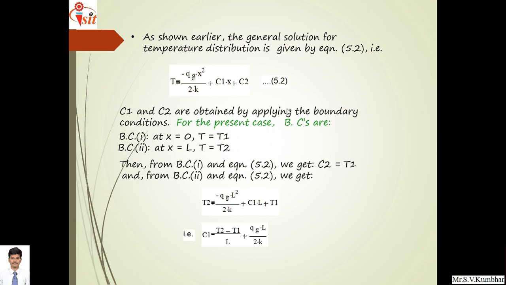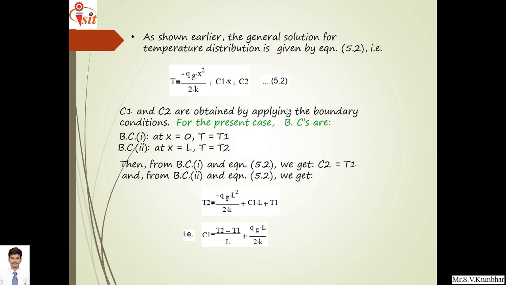Now, applying the same steps that we applied for the first derivation, T is equal to minus Qg x square upon 2K plus C1x plus C2. This equation we obtain by double integration of the general heat conduction equation in one direction only, that is the x direction. Here C1 and C2 are obtained by applying boundary conditions.